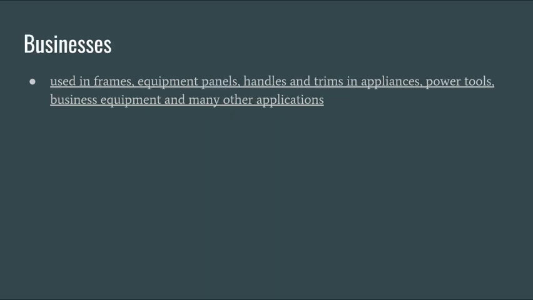Another example of an industry that uses it is many businesses. So they are used in the frames, the equipment panels, handles and trims. So you're always selling these different pieces of equipment, and it is made of composites. So you're really bringing it into the business side of things. This goes along with appliances also. If you were to put two industries together, it'd be business and appliances because they're both using each other hand in hand with composites.